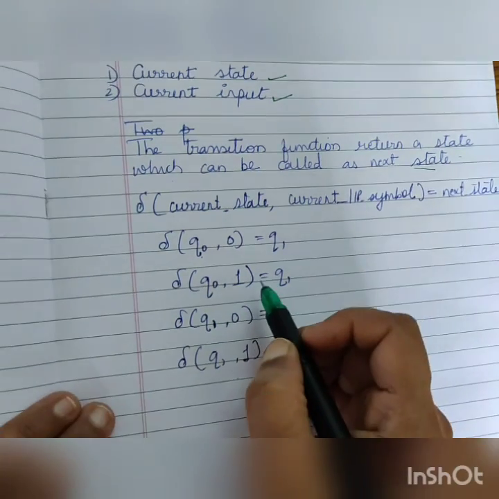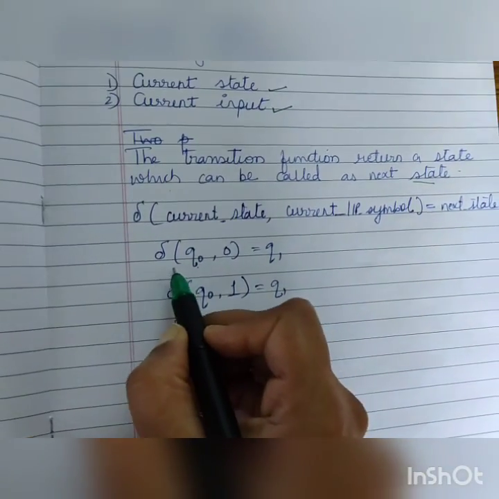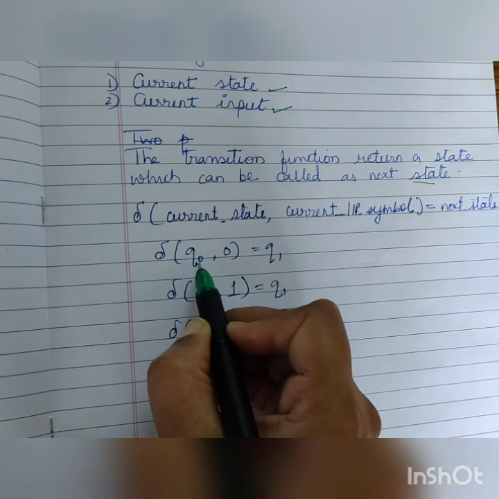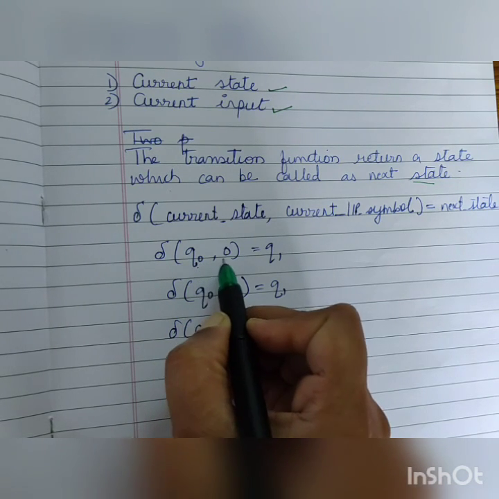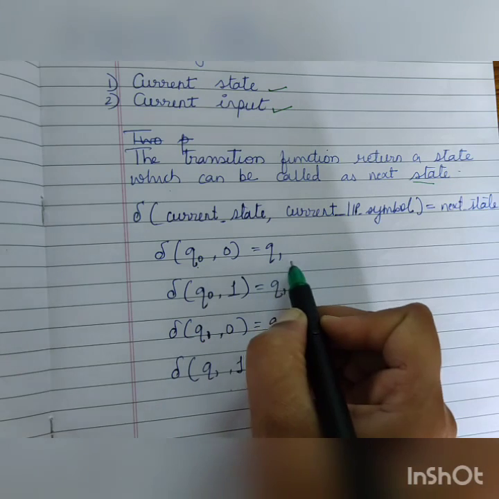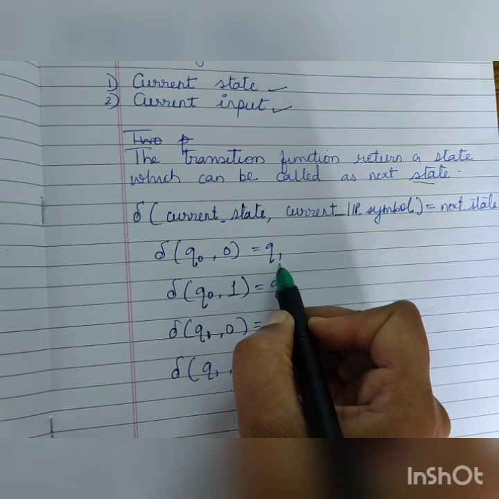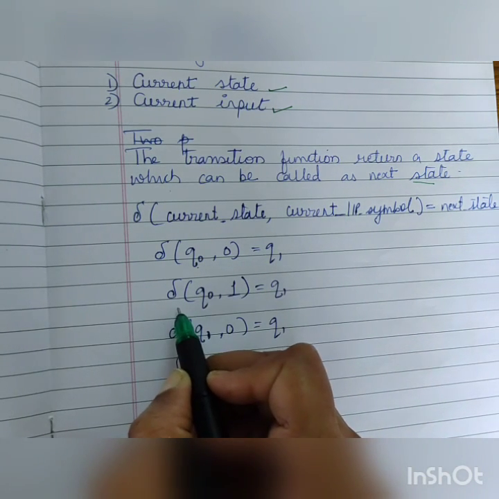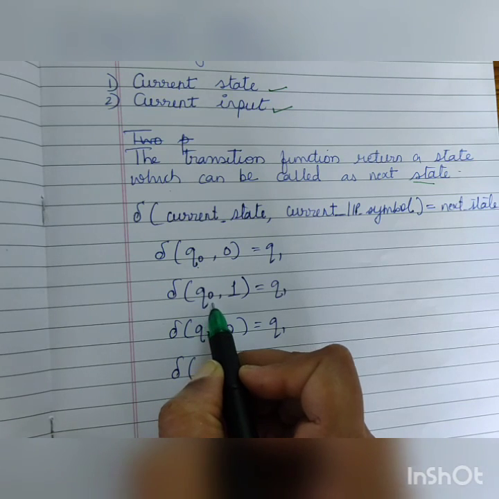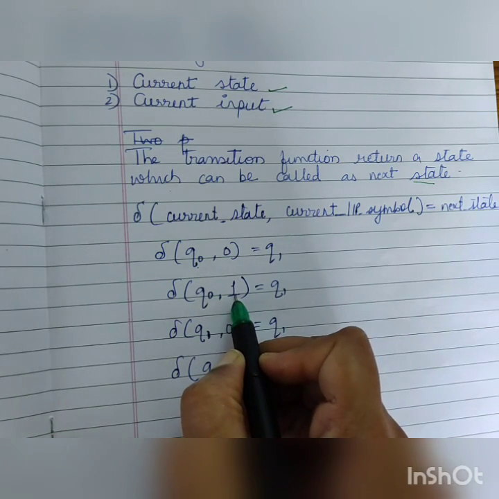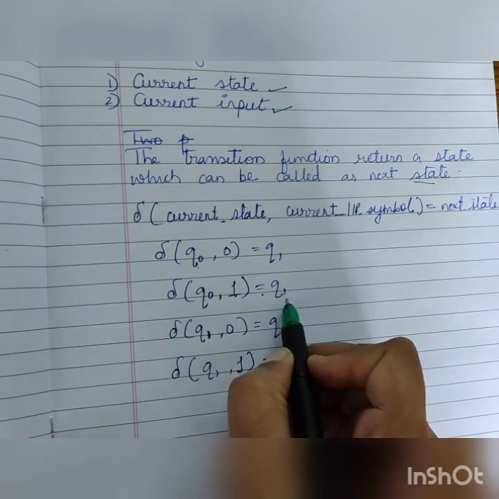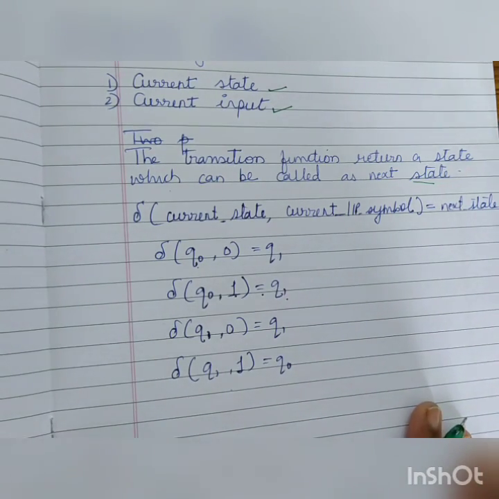So in our transition diagram, we can say delta at q0 state, this is the current state. On receiving input 0, we go to the next state, that is q1. Similarly, delta with q0 as the current state, on the input symbol 1, we go to the next state q1. This is the transition function.